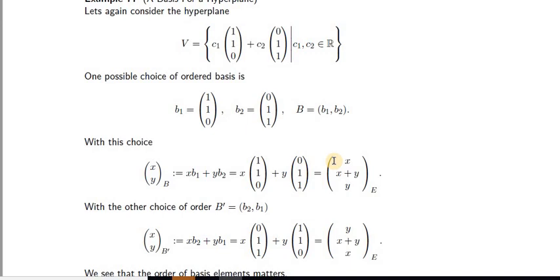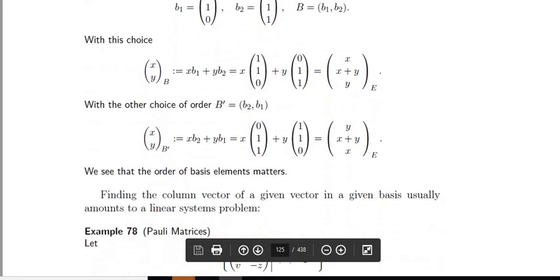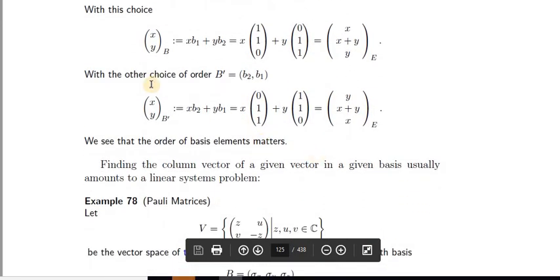Now, you could reverse the order of the vectors in the basis, and you get a different representation. So the vector here would be kind of an upside-down version of the other vector. So just make sure that you specify, again, not just the vectors in the basis, but the order of the vectors in the basis.